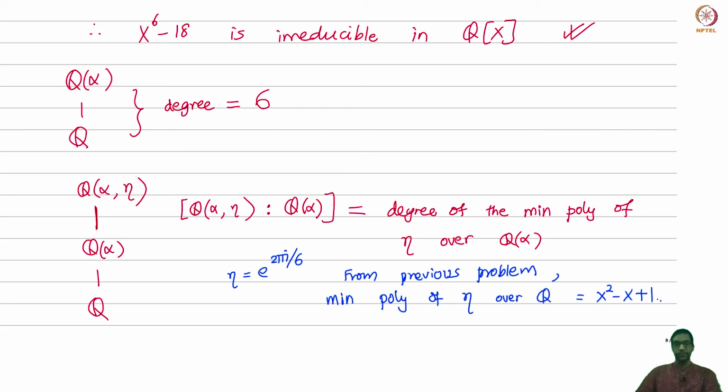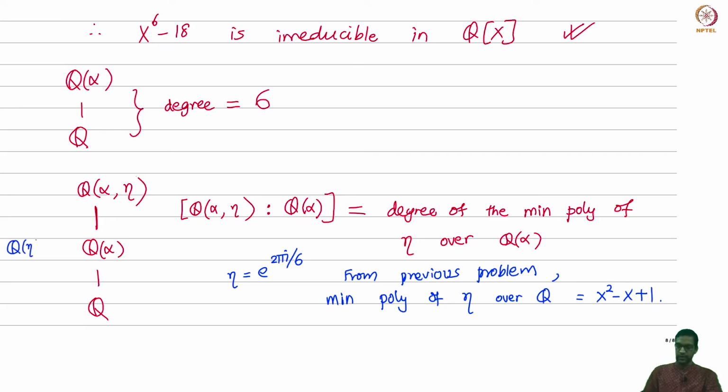Okay, so look back on the previous problem, we showed that this is exactly the minimal polynomial of eta over the field Q. Okay, well, what does that mean? That doesn't automatically mean that this is the minimal polynomial of eta over this bigger field Q(alpha). Okay, so at least it means the following, that if I just adjoined eta to Q, that would give me a degree 2 extension.